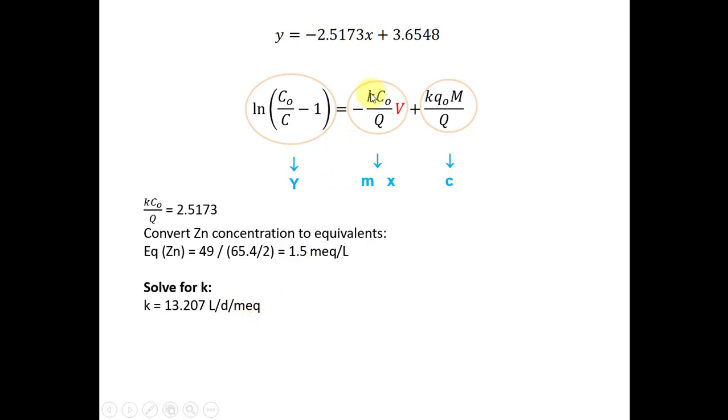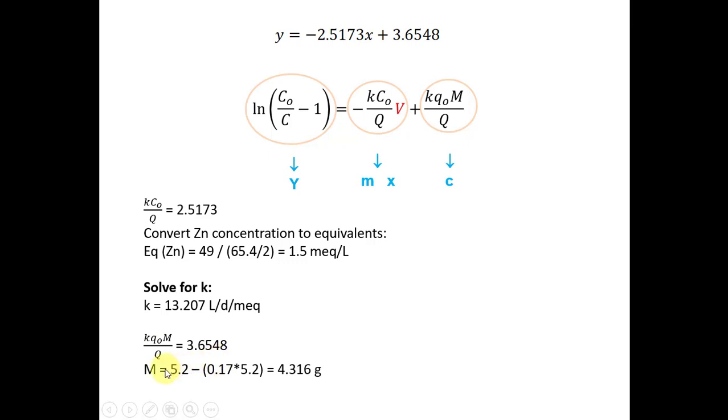So here we got the value of k. What is left here is the value of q naught. From this term, we have this term equal to c. So k q naught m over q equals the value of c. We know the value of q, we know the value of k just now. Then how about the value of m? M is the mass of resin.